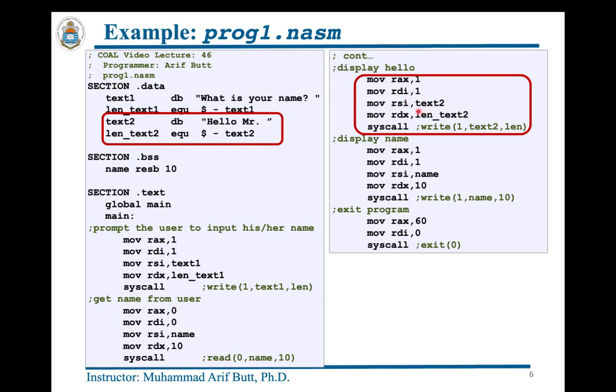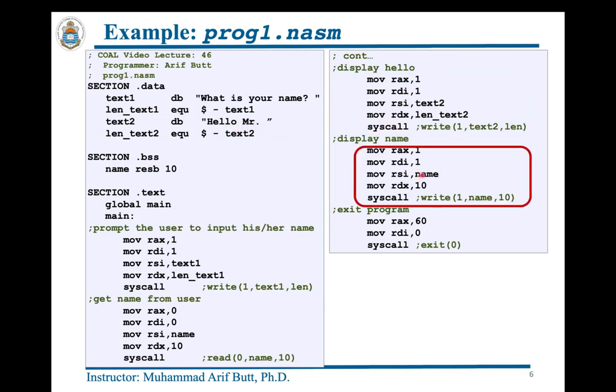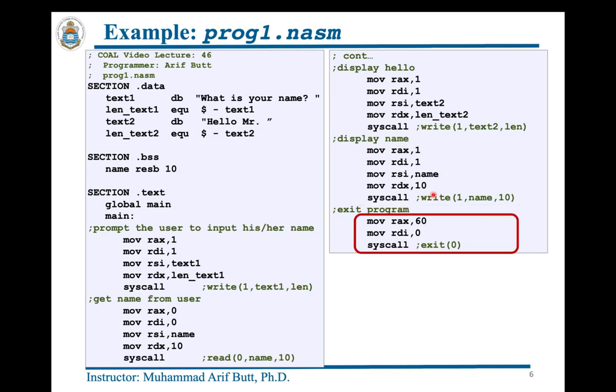Okay, so then we come up over here. This is used to display this string text2, which contains "Hello Mr." and a space. And finally, this again displays the string name, in which we have already read the name of the user. So overall, this will display the message "Hello Mr." followed by whatever name we have entered. And finally, the program makes the exit system call to terminate normally.